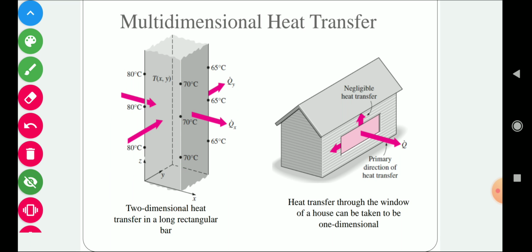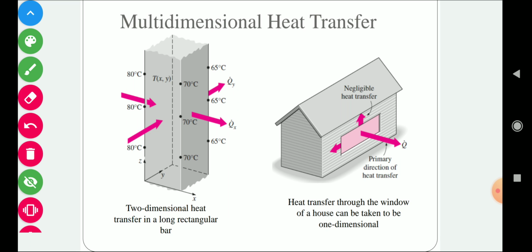So as we move along the x-axis, the temperature changes from 80 degrees centigrade to 70 degrees centigrade at this point. Due to this temperature variation, heat will transfer along the x-axis, and the direction of heat transfer will be this one, because heat transfers from a high temperature source to a low temperature source.